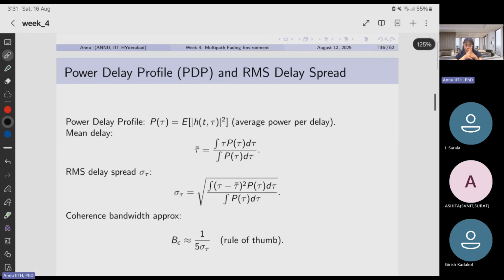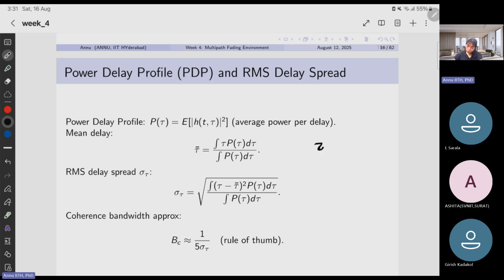So actually, this lecture was completely on this theory and some formulas that you should know. There's one term called power delay profile and RMS delay profile. The power delay profile, P of tau, is nothing but the expected value of mod of h(t, tau) squared. What does this mean? This is the average power per delay. So you're talking about delay, the tau.